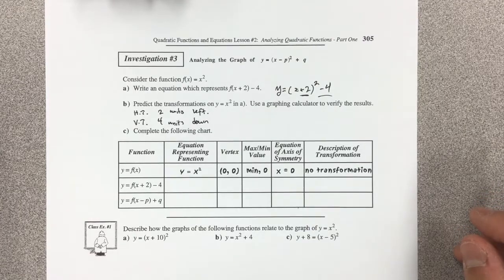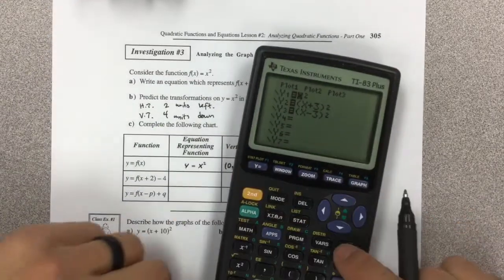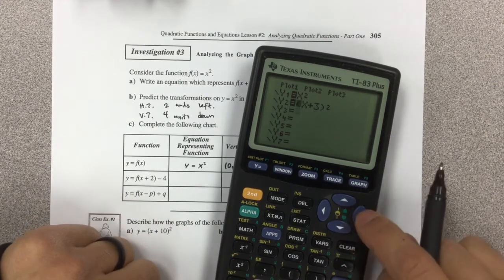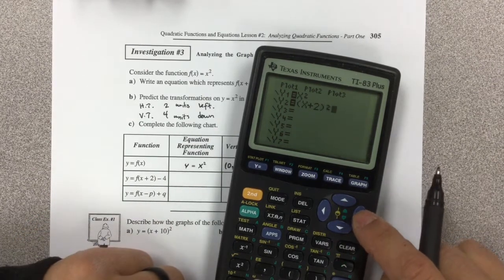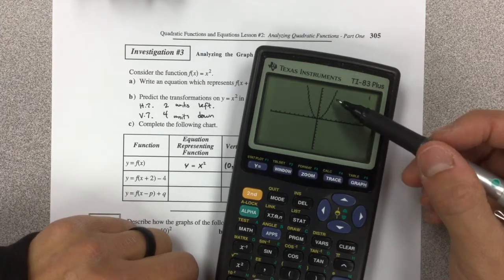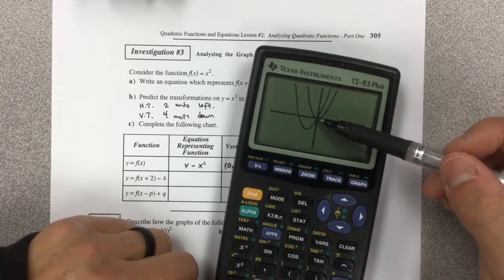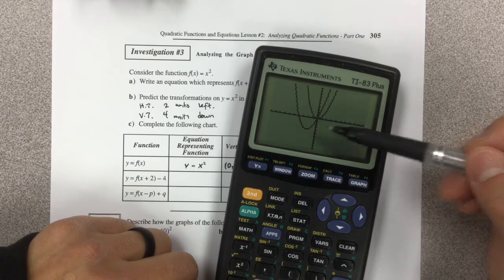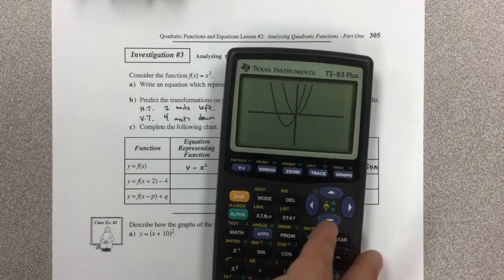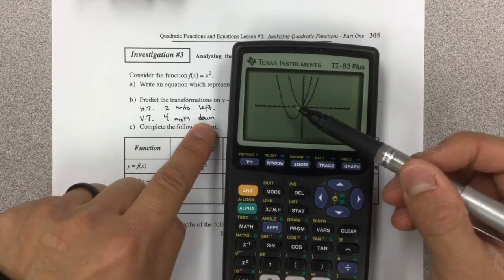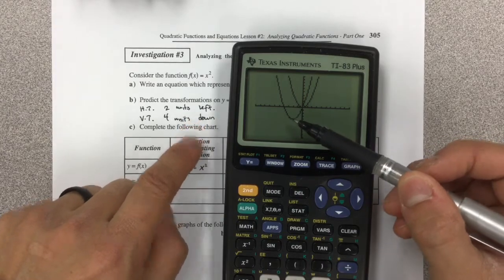Now, we're supposed to use our graphing calculator to compare. So that was (x plus 2) squared minus 4. The first one that pops up is my original. And then we moved over 1, 2, and then we went down 1, 2, 3, 4. So 2 units to the left, check. 4 units down, check.